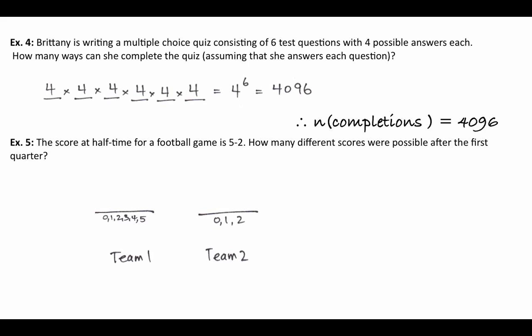We're saying, what are some of the other possible scores that there could have been if the score now is 5-2? So there's 6 choices for Team 1, and there's 3 choices for Team 2. And again, we're choosing to put a number into each spot, so 6 times 3 is 18, which means that the total number of reasonable first quarter scores would be 18.